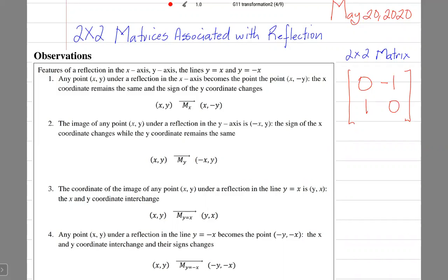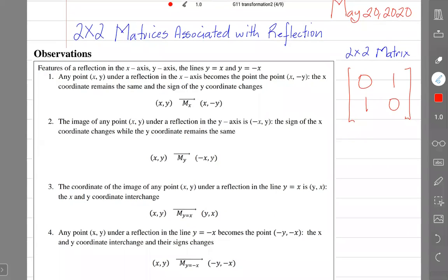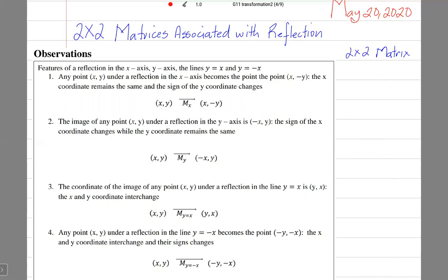Now, if I put a negative at the 1 at the bottom, this matrix will interchange the x and y coordinate, and it would change the sign of the new y coordinate. All right, so that's what we have looked at so far.